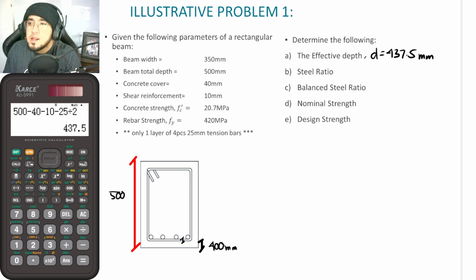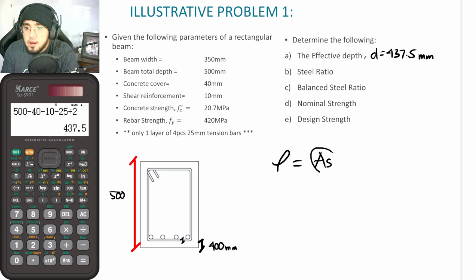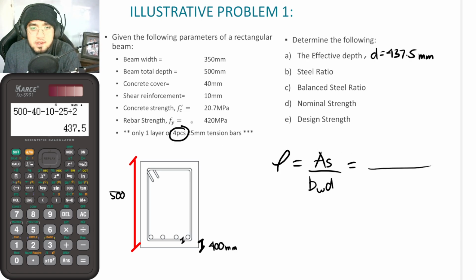If I copy this to our next slide, I will now be erasing this. What about the steel ratio? For the steel ratio, rho is equal to the total area of tension steel divided by the total area of the effective concrete. So this is As. What is the area of the steel? Since we have 4 pieces of 25 mm diameter rebars, we multiply by 4: 4 times the area of 1 rebar, so 4 times pi over 4 times 25 squared, in terms of millimeters squared.